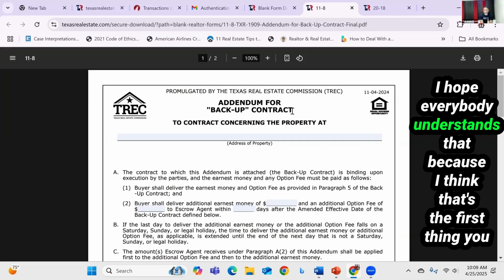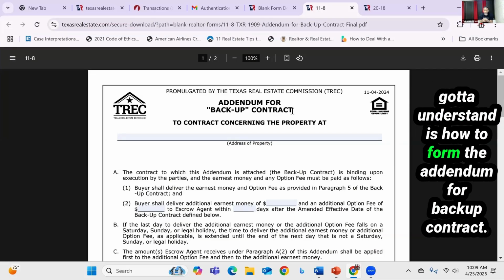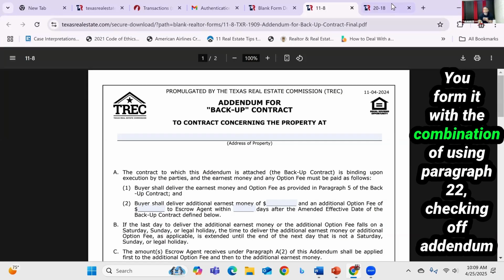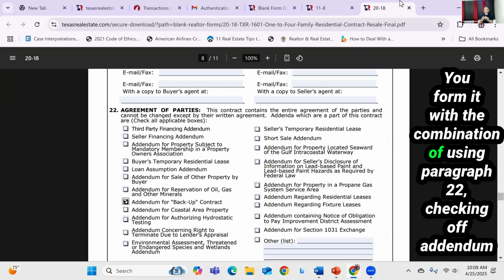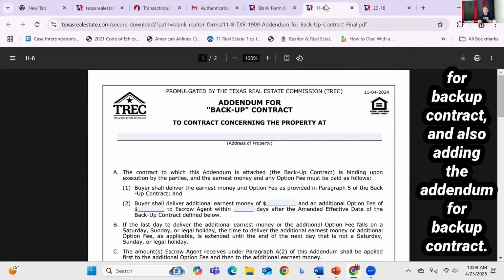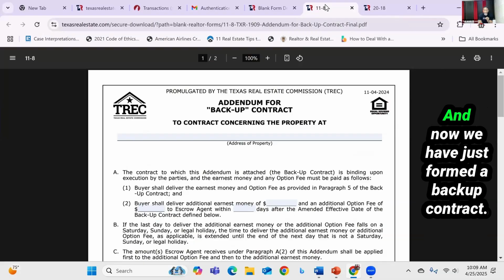I hope everybody understands that, because I think that's the first thing you got to understand: how to form the addendum for backup contract. How do you form it? You form it with the combination of using paragraph 22, checking off addendum for backup contract, and also adding the addendum for backup contract. And now we have just formed a backup contract.